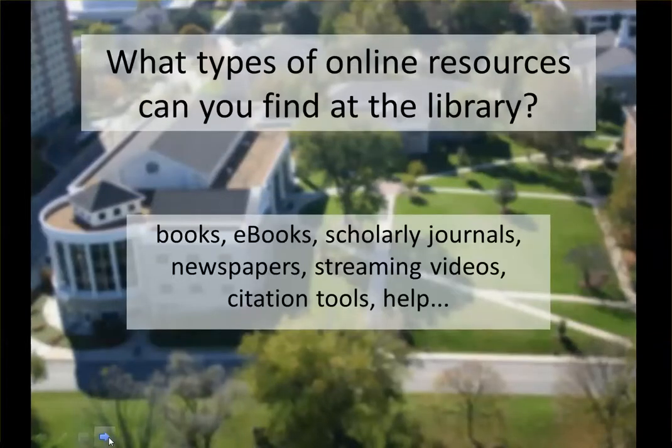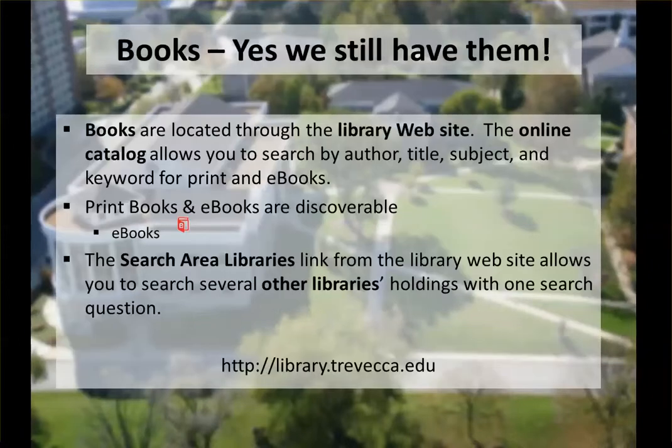What types of online resources can you find at the library? We have online books, ebooks, there are scholarly journals, newspapers, streaming videos, tools to help you format using MLA, APA, obviously assistance if needed. We still do have print books, so if you're in the Nashville area and you want to check out print books, you certainly can do so.